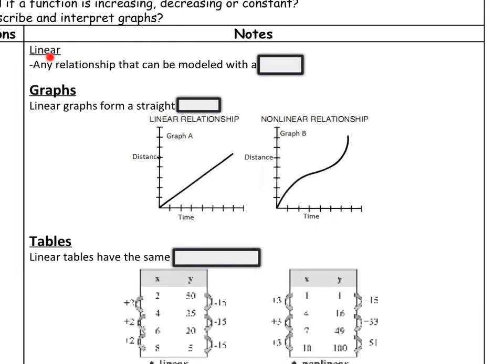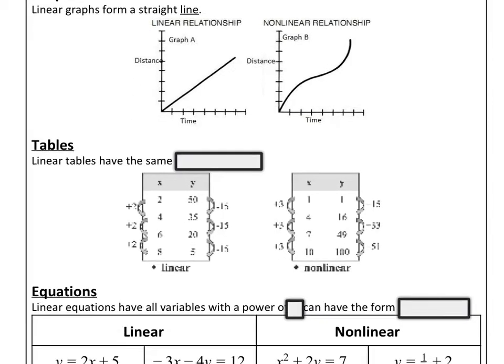First word here, linear. Any relationship that can be modeled with a line. You might see the word line right in there, linear. And that's what we want to think of when dealing with these things. Let's start with graphs. Linear graphs form a straight line, like we just said. Here we have an example of a linear graph, this straight line, and this one that has curves in it is nonlinear.